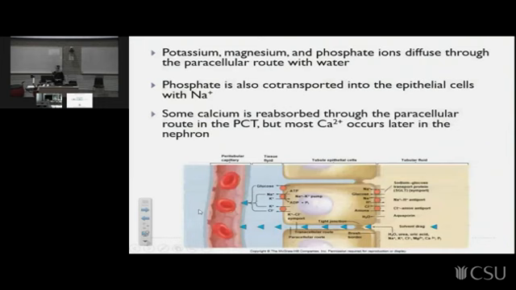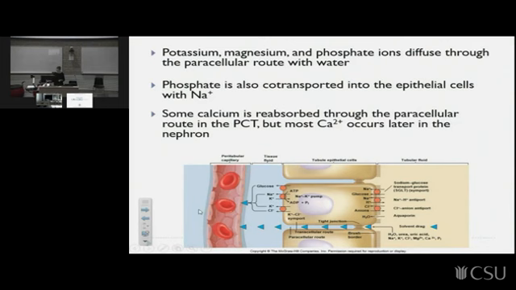Potassium, magnesium and phosphate ions diffuse through the paracellular route via water. This is with solvent drag. Phosphate is also co-transported into the epithelial cells with sodium, and some calcium is reabsorbed through the paracellular route in the proximal convoluted tubule, but most calcium reabsorption occurs later in the nephron.